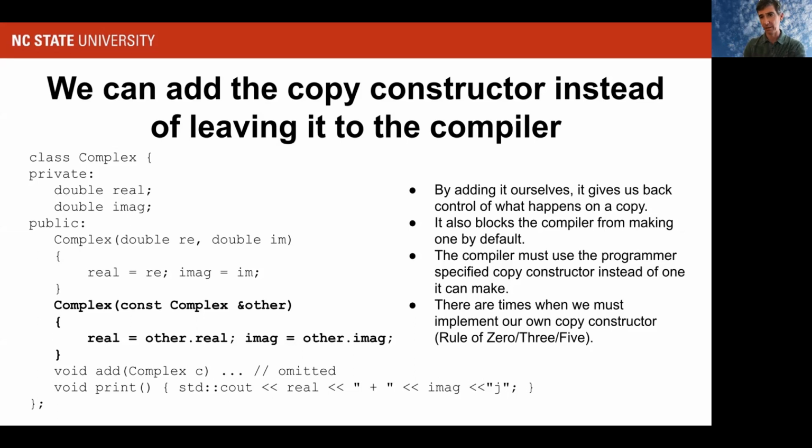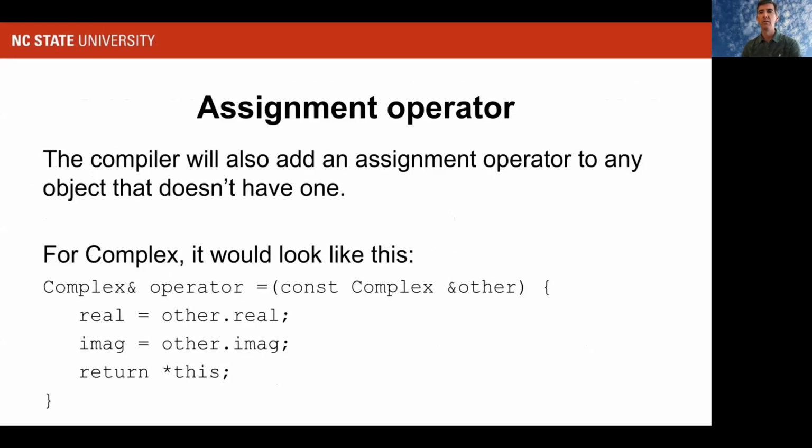But actually, the compiler could make this for us, so there's really no reason for us to write one. Okay, and then the assignment operator is similar. The compiler will make an assignment operator for us if an object doesn't have one. And an assignment operator would look like this for the complex number. There are some things I'm getting into here that we haven't talked a lot about yet, so just bear with me and I'll clear them up in some later videos.